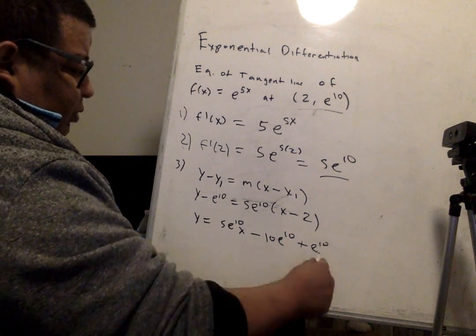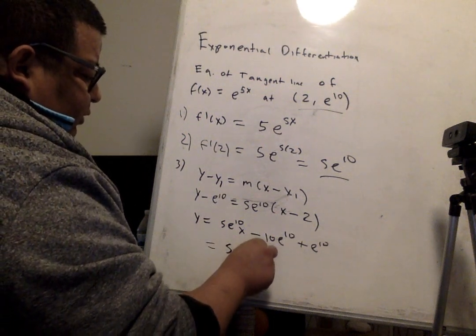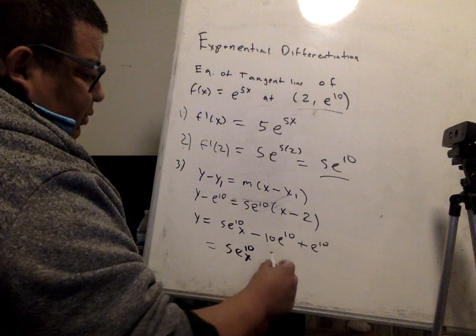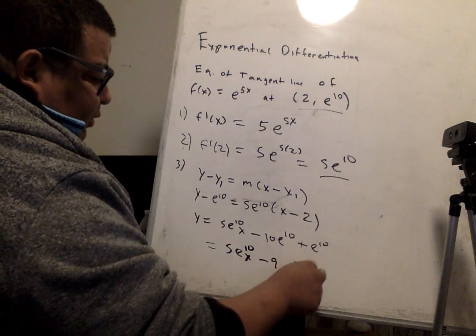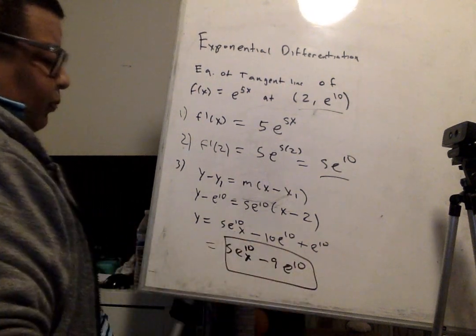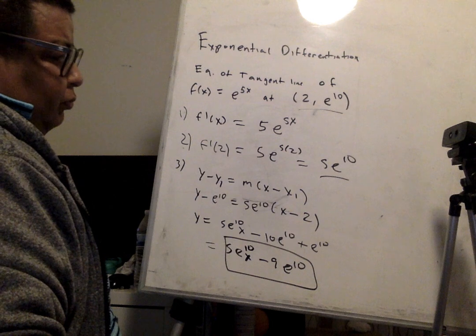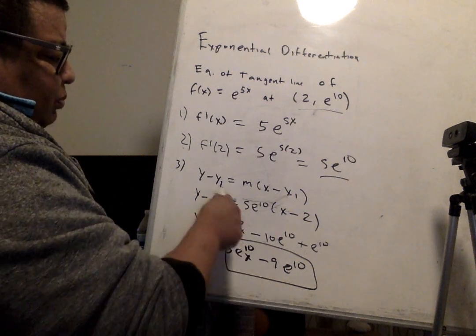Now the final step is to combine these two, so that would be equal to π e to the 10 x minus 2π e to the 10 plus e to the 10. So that's the final form. This is slope-intercept form, and this is point-slope.